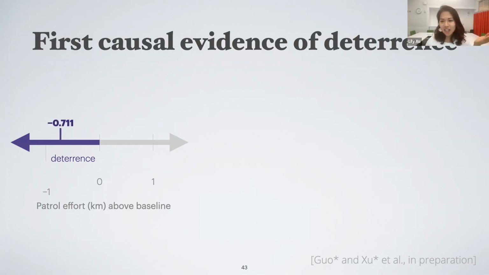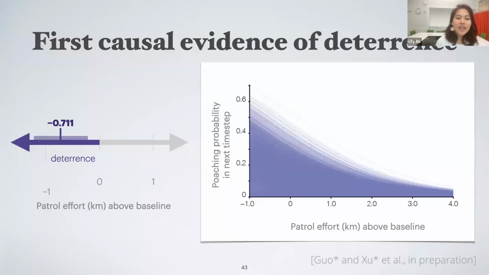And what we find is that this coefficient estimate is negative 0.711 on a log odds scale. And this is fully within the negative range, which shows that this is a robust estimate indicating deterrence. And if we were to visualize the deterrence effect for each of the 4,000 sites in Murchison Falls, each one of these curves estimates the poaching probability of one site as a function of how much our patrol either increases or decreases from historical patterns.